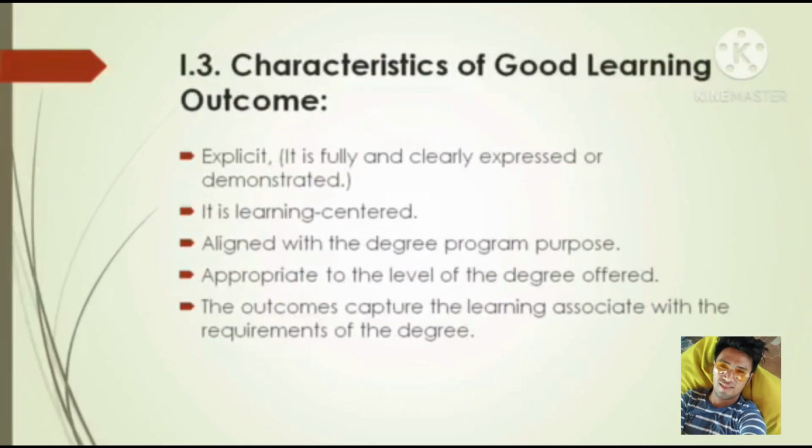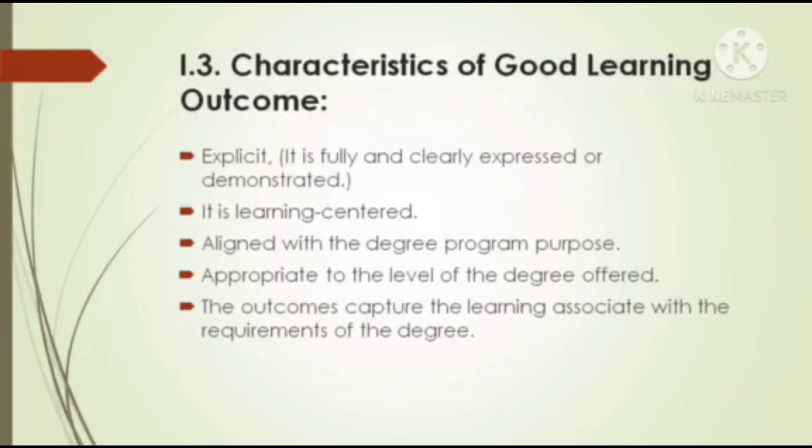Characteristics of good learning outcome. The first one is explicit. It is fully and clearly expressed or demonstrated. The second is learning-centered. The third one, aligned with the degree program purpose. The fourth one, appropriate to the level of the degree offered. And the last one, the outcomes capture the learning associated with the requirements of the degree.